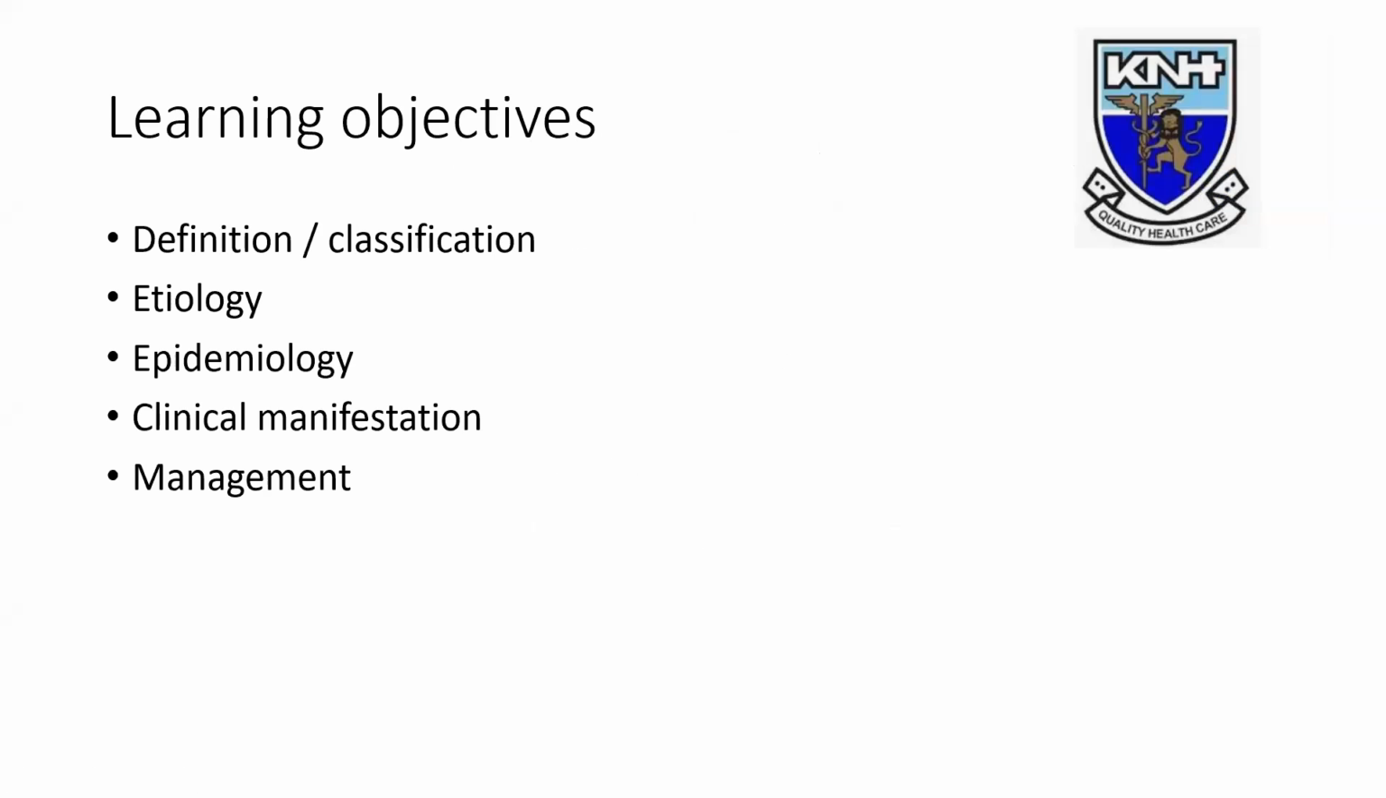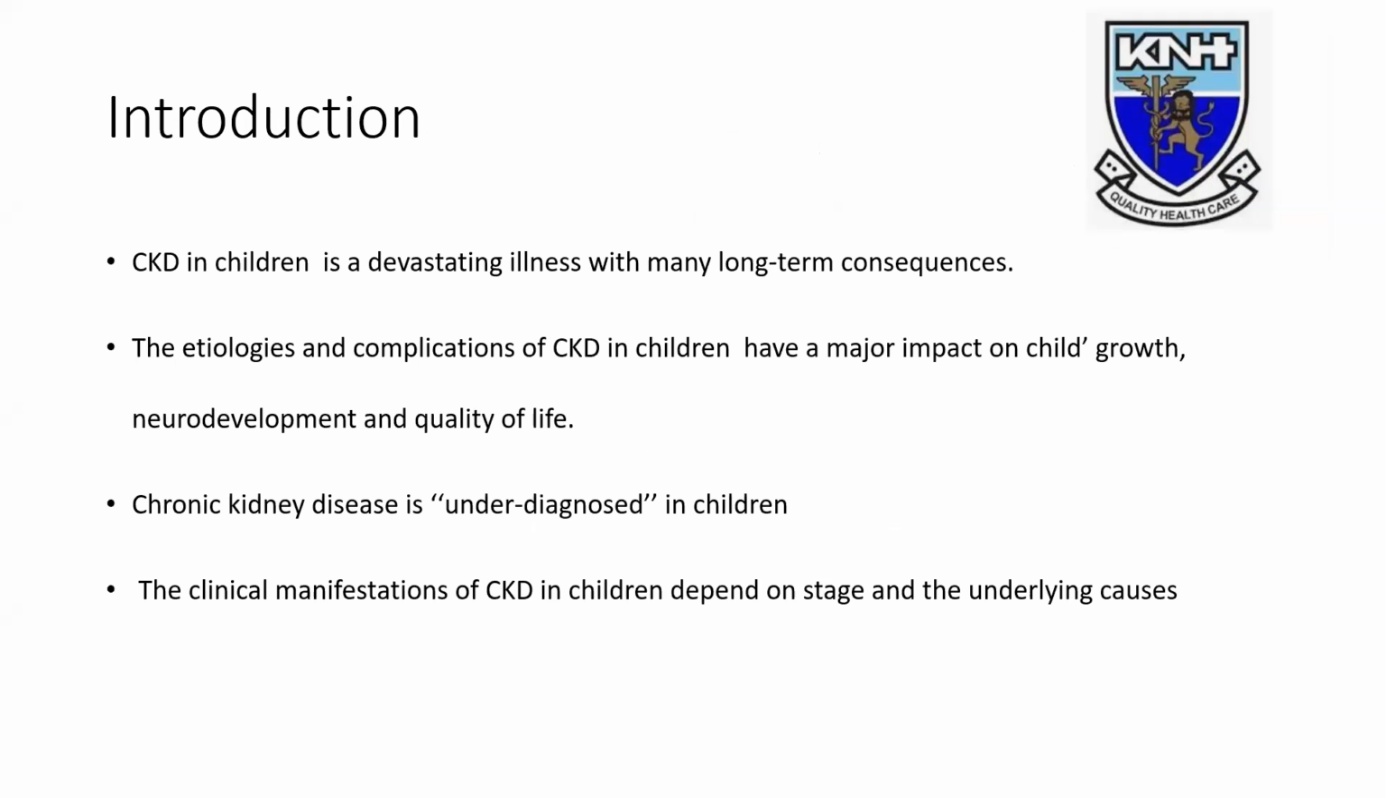So the learning objectives today are the definition, classification, and etiologies of chronic kidney disease, slight epidemiology, and the clinical manifestations, followed by the management. Chronic kidney disease in children is a devastating illness with many long-term consequences, including the disease itself, the course of treatment, complications, the neurodevelopmental impact, and other issues.